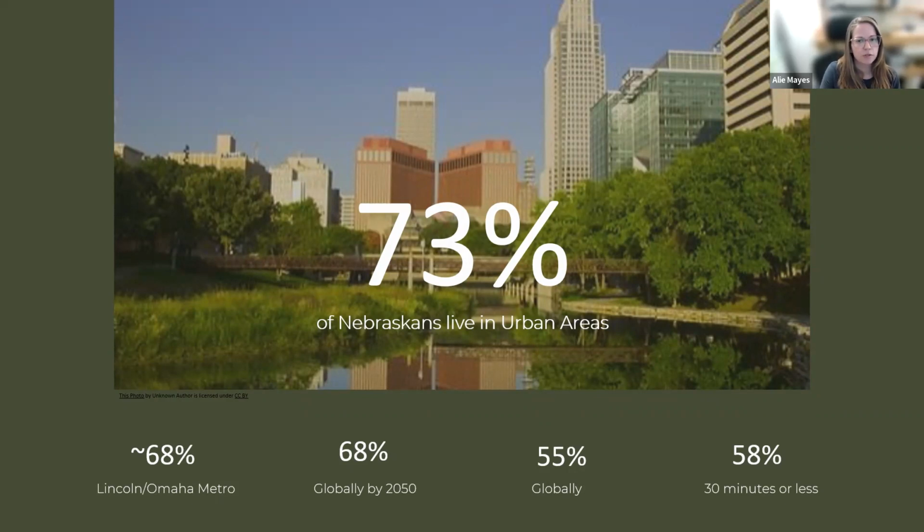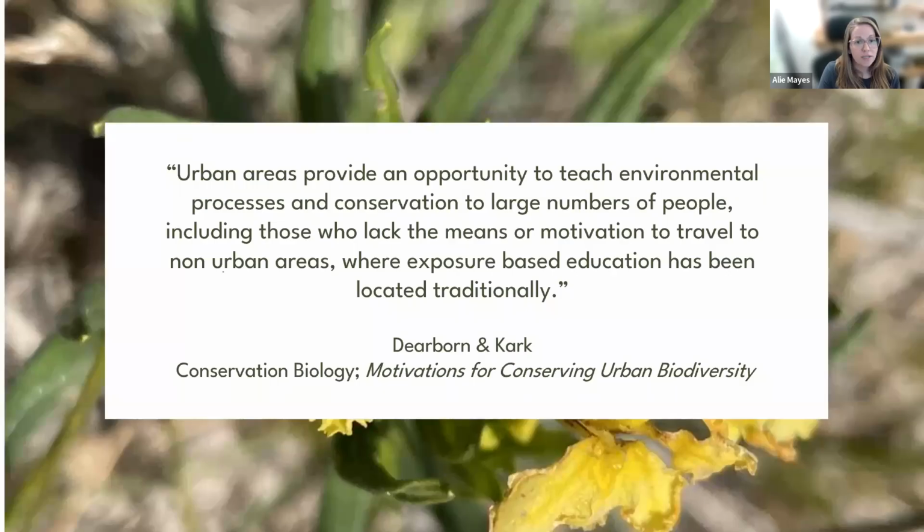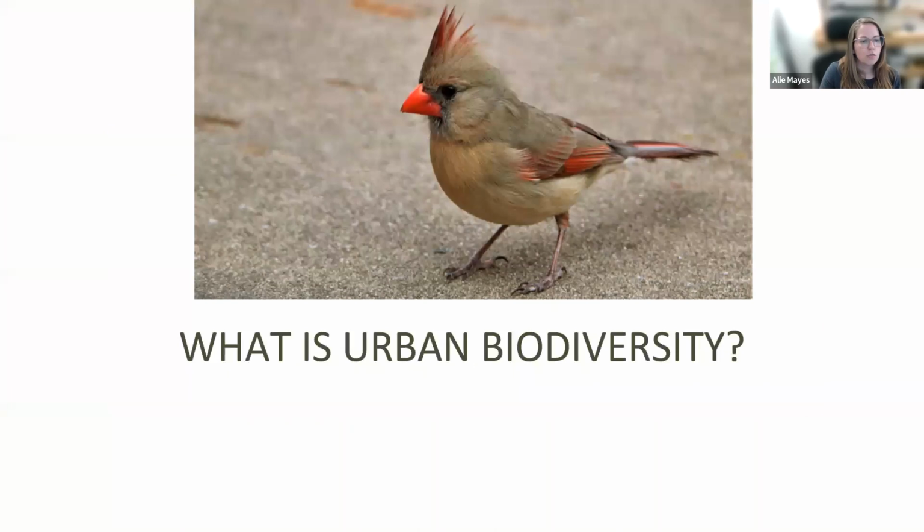So why are those numbers important? Our urban areas provide an opportunity to teach environmental processes and conservation to large numbers of people, including those who lack the means or motivation to travel to non-urban areas where exposure-based education has traditionally been located. So we have this huge audience in urban areas, and we also have urban biodiversity. So really quickly, can you throw in the chat, what do you think urban biodiversity is?